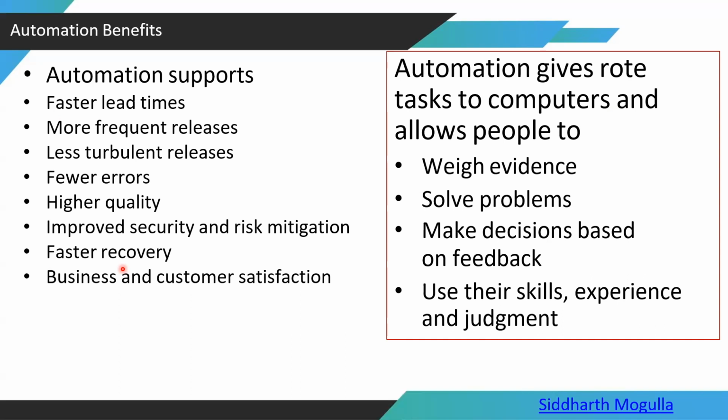Blue-green deployment is like, once one deployment is down, you can bring up another deployment, or you can roll back the deployment. That enables faster recovery, business and customer satisfaction. By ensuring all these practices, your customer, the business or your client will be much more satisfied, and you can have a very good software application. Automation routes tasks to computers and allows people to solve problems, make decisions, and so on.